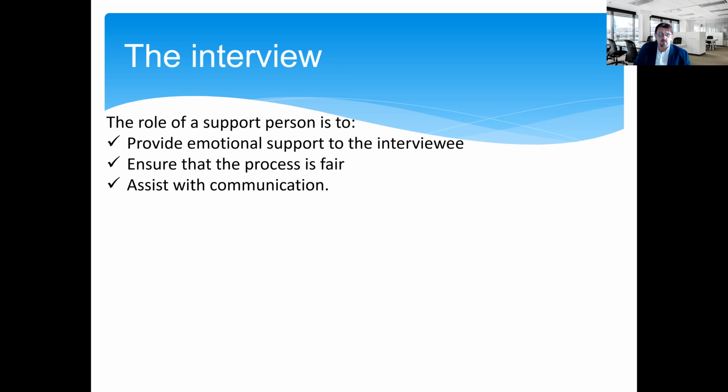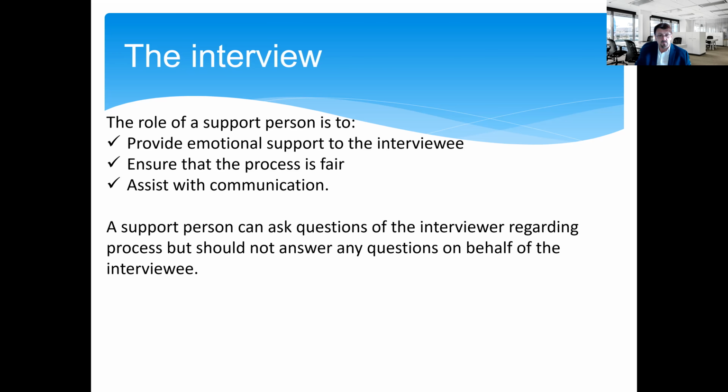Family members can be problematic, especially in sexual harassment matters if they're not ready to hear what's being said. Colleagues, again, can usually be pretty good. A support person can ask questions of the interviewer regarding the process, but they should not answer questions in front of or on behalf of the interviewee.